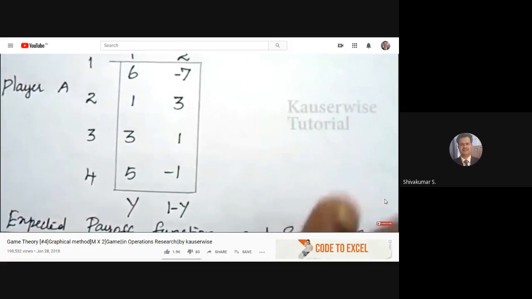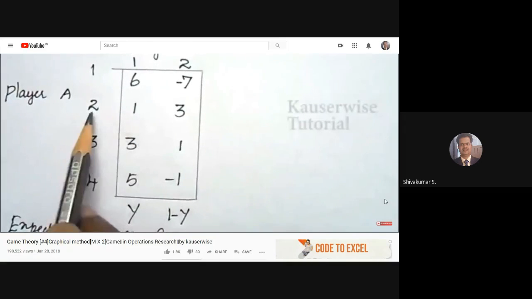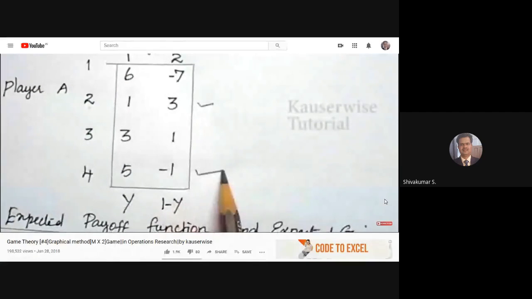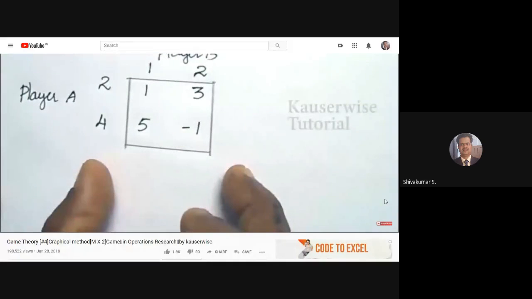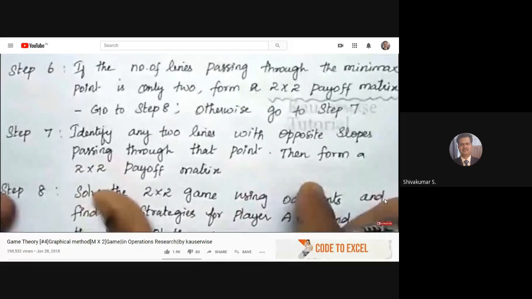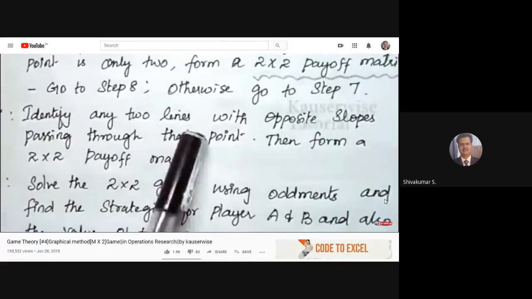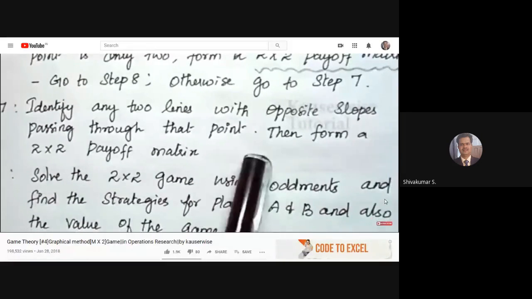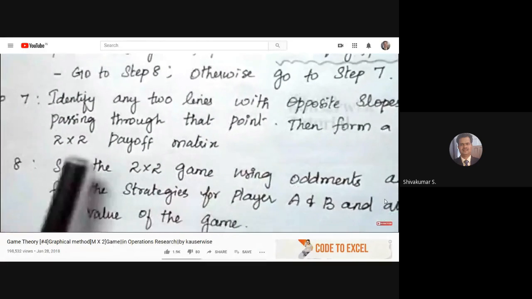With the help of the graphical method, we have selected alternative 2 and alternative 4, that is the second row and fourth row. With the help of the graphical method, we framed the 2 by 2 payoff matrix. Look at the algorithm. In the seventh step, identify any two lines with opposite slopes passing through that point. Then form the 2 by 2 payoff matrix. Based on this, we formed the 2 by 2 payoff matrix.